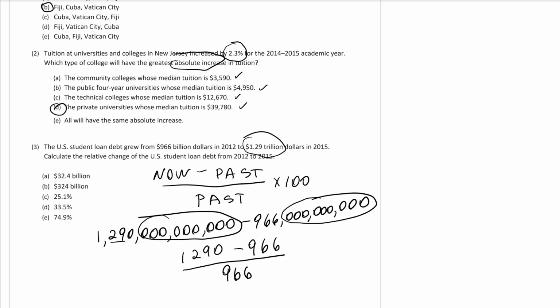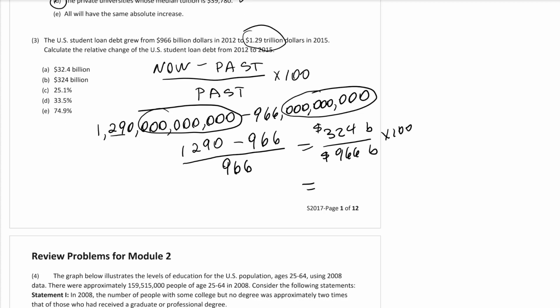Okay, so you do the subtraction first, then you divide, and then you convert that into a percent. Once you subtract, you get 324 billion divided by 966 billion, and you convert that ratio into a percent. So 324 divided by 966 multiplied by 100 gives us 33.5% increase, which is choice D.